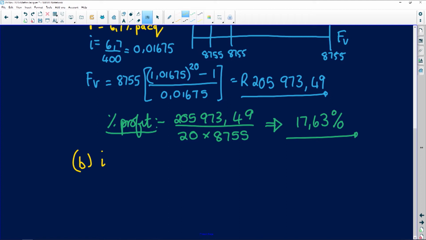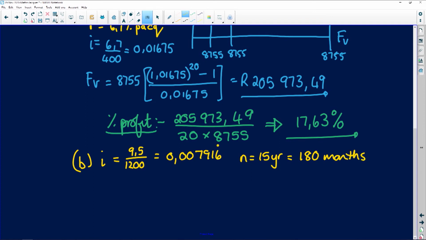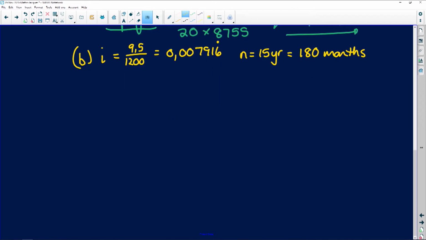First of all, I need my interest rate, which was 9.5. I need to divide it by 1200 to make it effective per month. So 0.007916, and it recurs. Okay, that's the first thing. This is for a 15-year period. So 15 years is equal to how many months? 180 months. We just take 15 and we times it with 12. I'm rushing myself a bit because I can see our time is running out on me. Okay, so that is the amount of months that this loan was going to be repaid at.